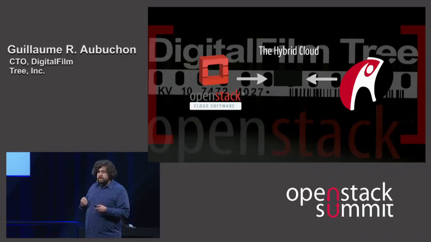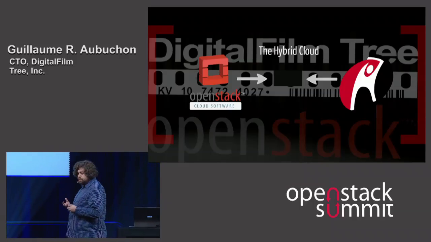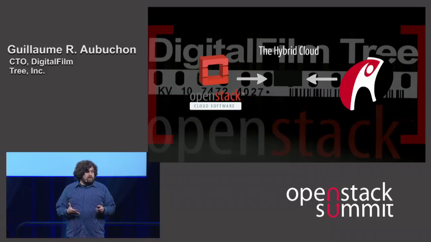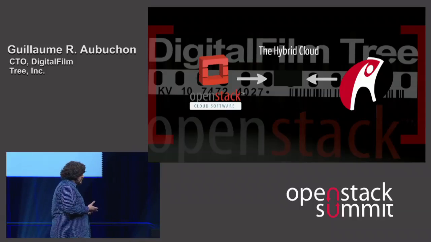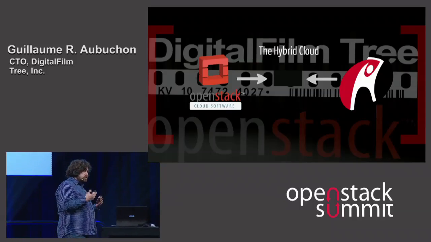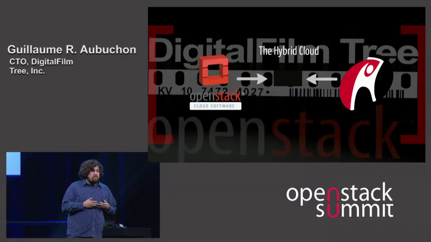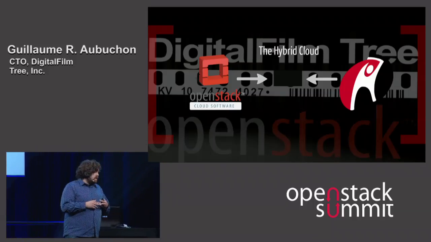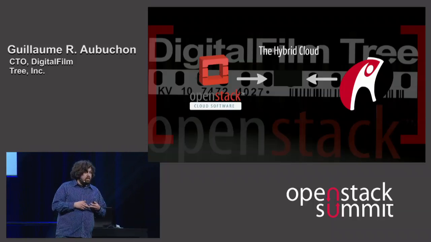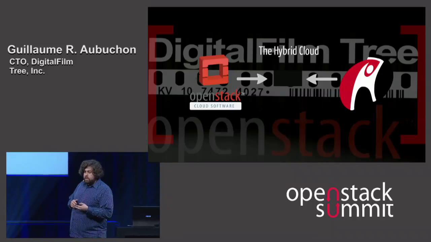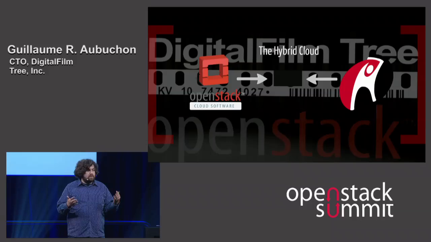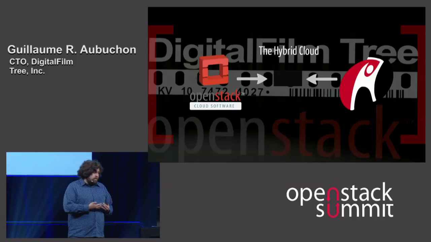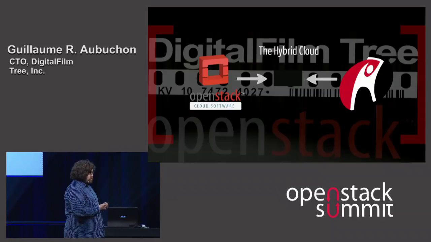OpenStack is our private cloud provider at our own facility in Los Angeles, and Rackspace is our public cloud provider. We're able to share information between the two using Heat and using Keystone for authentication, and several other modifications that we're working on with Rackspace to really share data and security protocol across these two platforms.